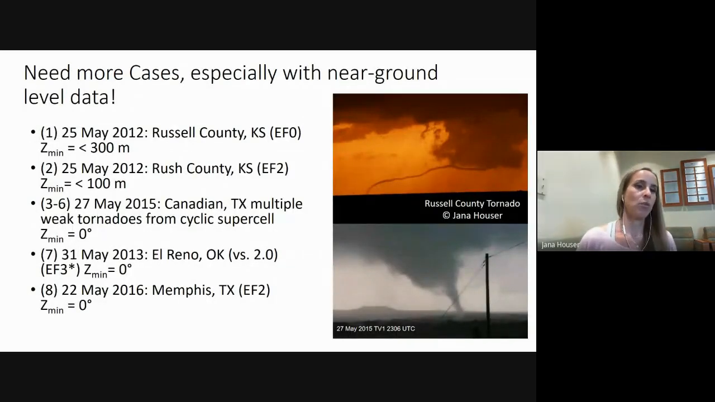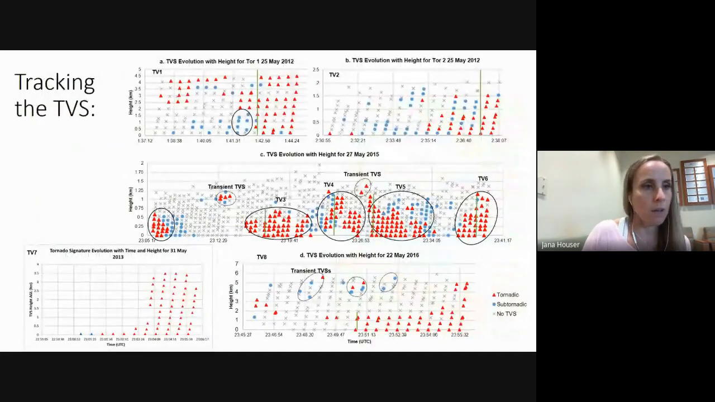So as I mentioned, we need to have more cases. So I'm adding several additional cases, 8 specifically. They're listed right there. I'm not going to go into all these cases individually, but if we get right down to the nuts and bolts of what's happening here, looking at these tornadic vortex signatures with time and height, for our first case, by the way, these red triangles indicate tornadic strength rotation.